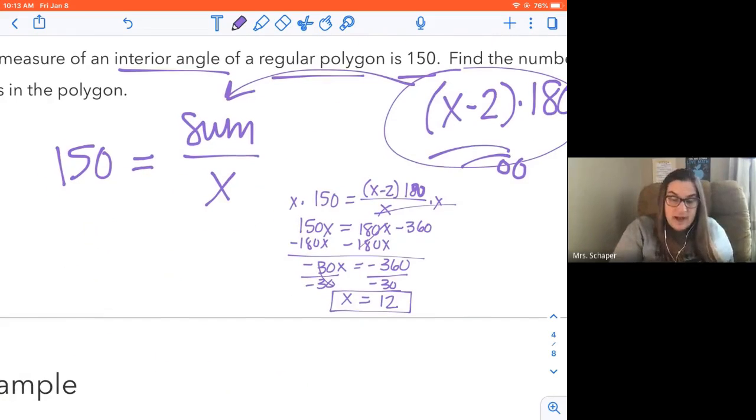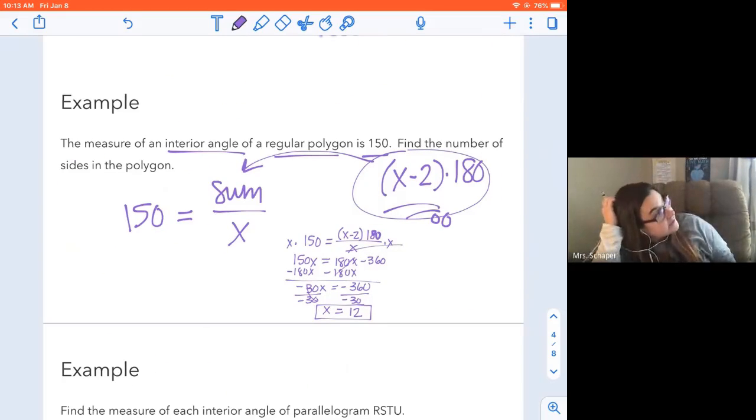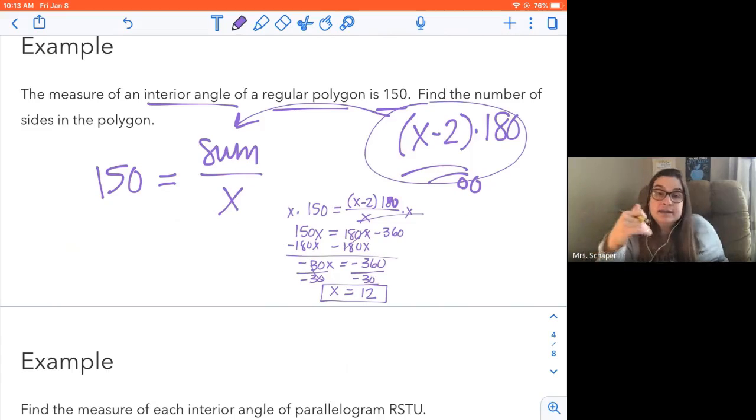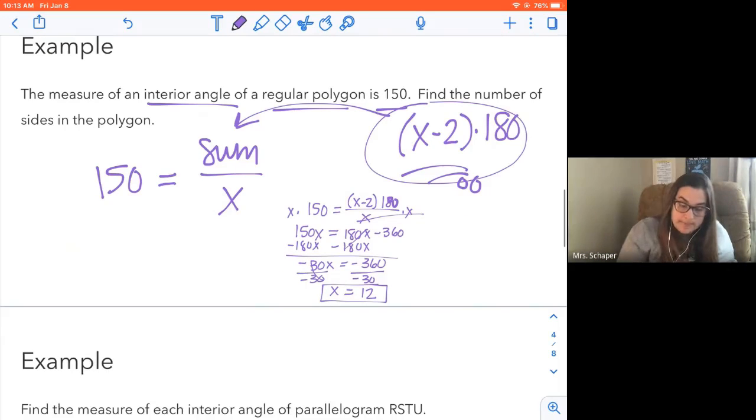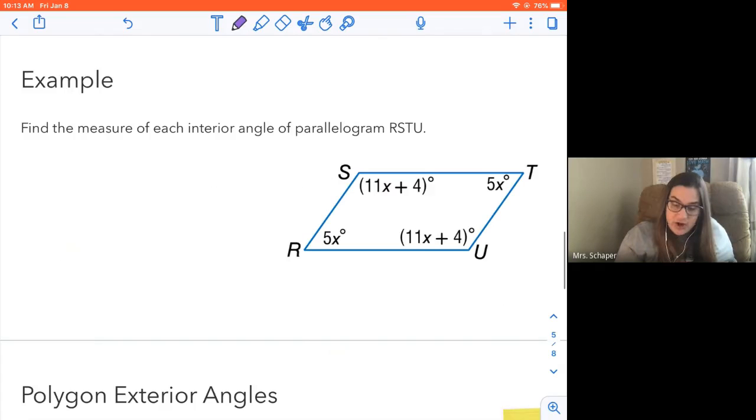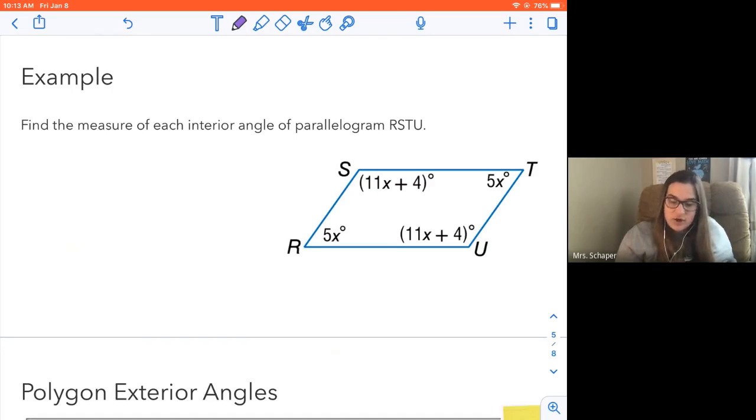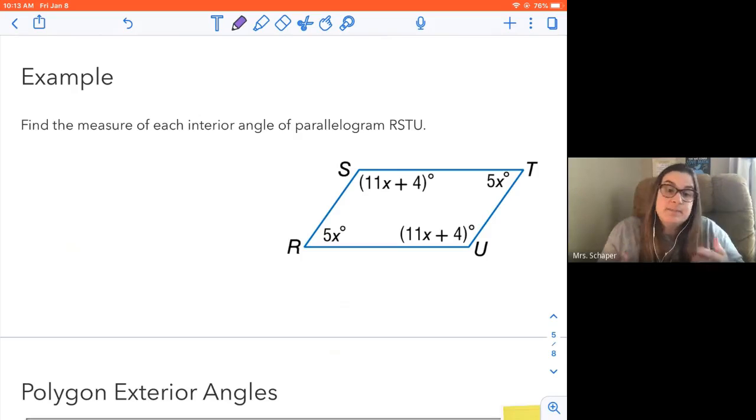So again, what we're talking about, you take the sum divided by how many sides. If you don't know how many sides, you got to make sure you use that for x. Okay. Find the measure of each interior angle for this parallelogram. And so this again is building on the sum of all of the interior angles of a quadrilateral is 360 degrees. If we don't remember that, we take 4 minus 2 is 2 times 180 is 360.